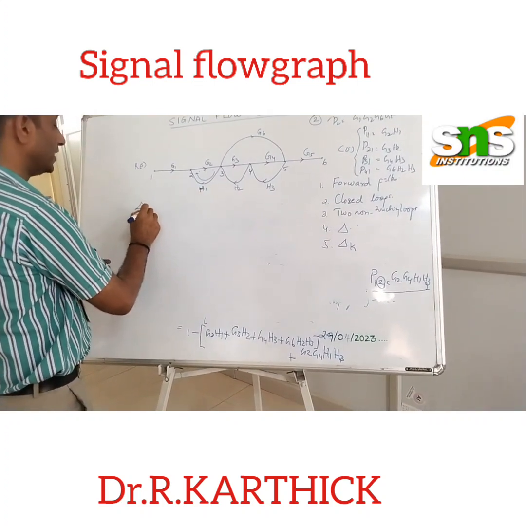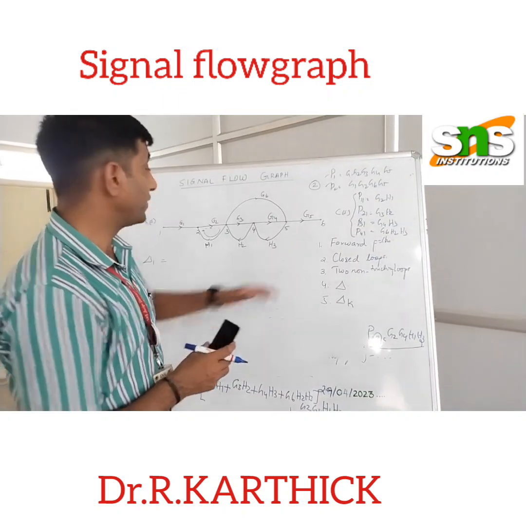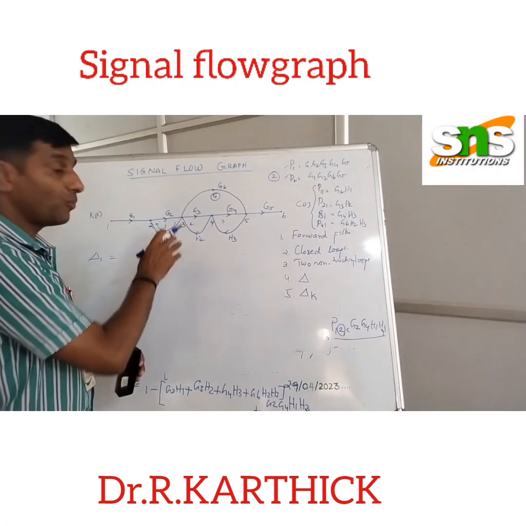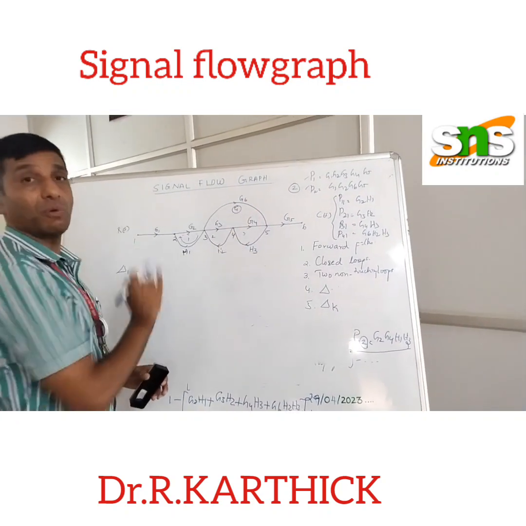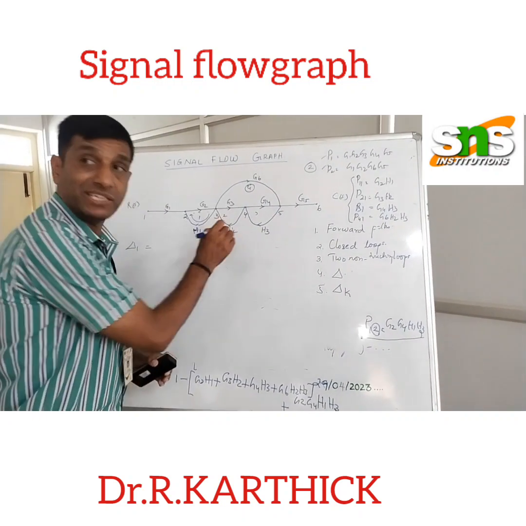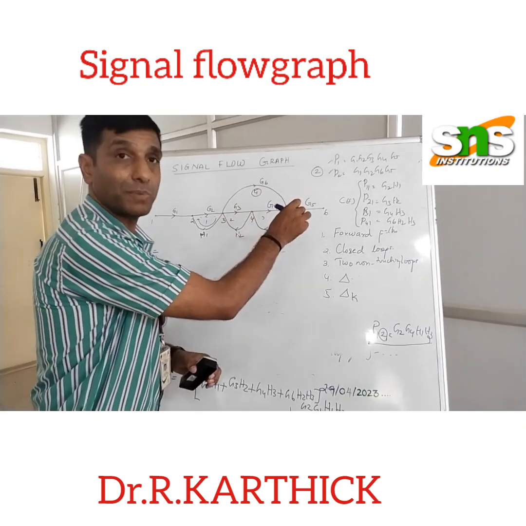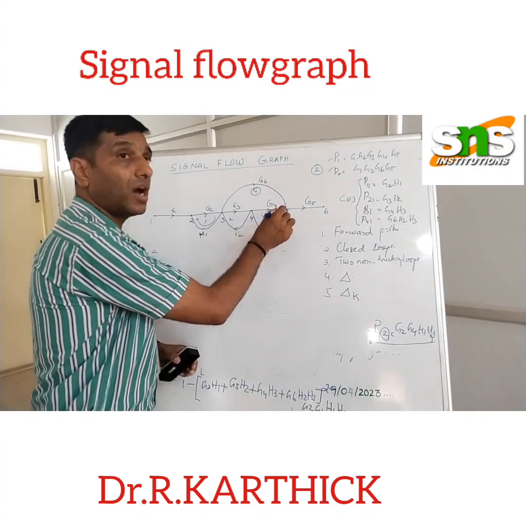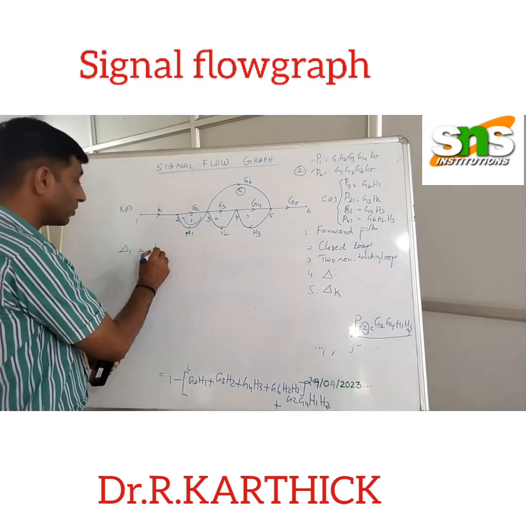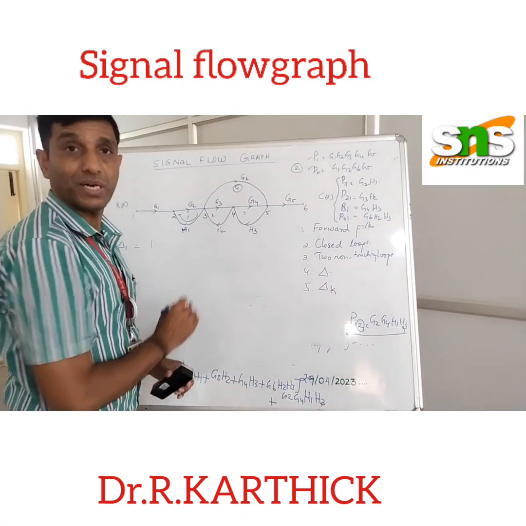Our delta 1 is nothing but delta for the first forward path. We had all the loops, loop 1, 2, 3 and the 4th loop. Now we have to compare all the loops with the first forward path. Our first forward path was 1, 2, 3, 4, 5 and 6. Now we have to identify whether the nodes of the loops are part of the first forward path. In this case, all the nodes are a part of the first forward path. Therefore our delta 1 is equal to 1, since there are common nodes of the loops in the first forward path.